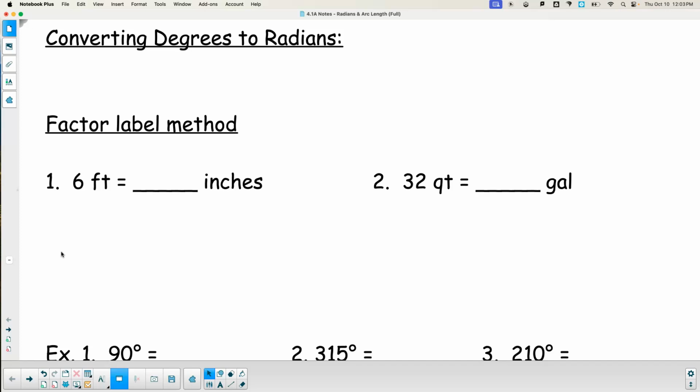So today we're going to go over three concepts. First concept is we're going to be converting from radians to degrees and vice versa. So from radians to degrees and degrees to radians.